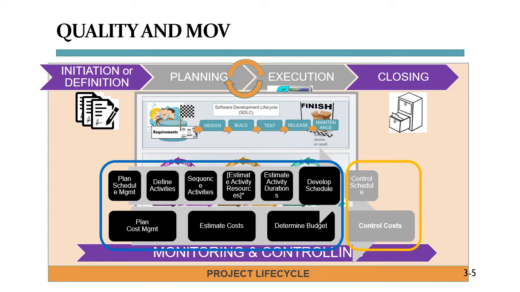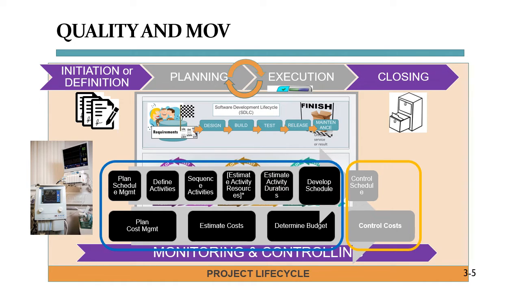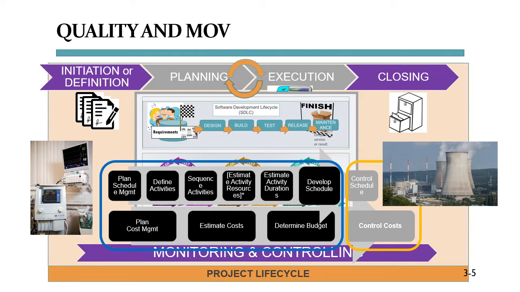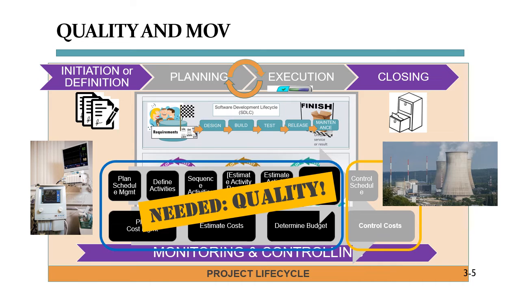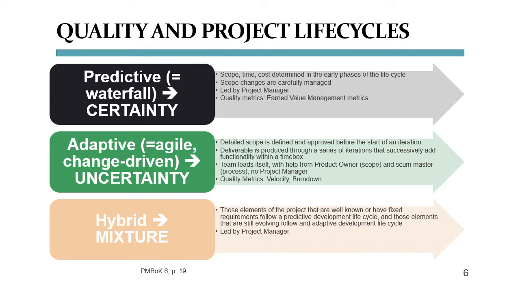Because when it comes to quality in, say, the software that controls a ventilator in a hospital or that monitors temperature in a nuclear reactor, you may not have any second chances to get things right. Quality matters. Big time. So optimizing the measurable organizational value of your delivery, that is, finding the sweet spot between schedule, budget, and quality, becomes easier when you pick the most appropriate project lifecycle.